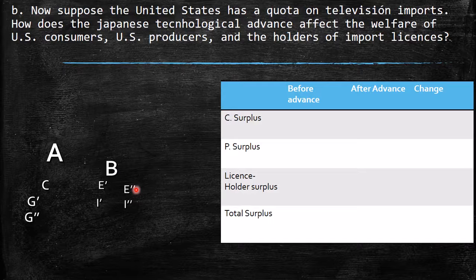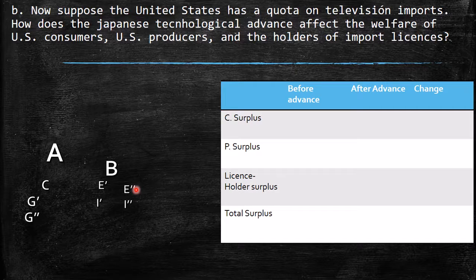Now imagine that the United States has a quota on television imports. What is a quota on television imports? Basically, the government fixes the quantity of televisions that can be imported. For instance, before it was possible to import 100 TVs without any problems. Now the government limits this quantity. The government says, you cannot import 100 TVs anymore, you can just import 50 televisions.